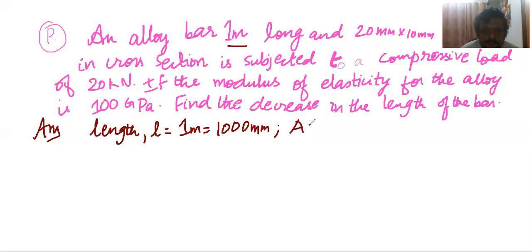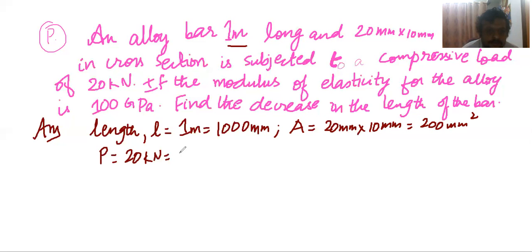Area of cross section capital A equals 20 mm by 10 mm. 20 into 10 is 200 mm square. Then what else is given, students? The compressive load. So P, capital P equals 20 kilonewton. That is equal to 20 into 10 power 3 Newton. Is it clear, students? Then modulus of elasticity, capital E equals 100 gigapascal.